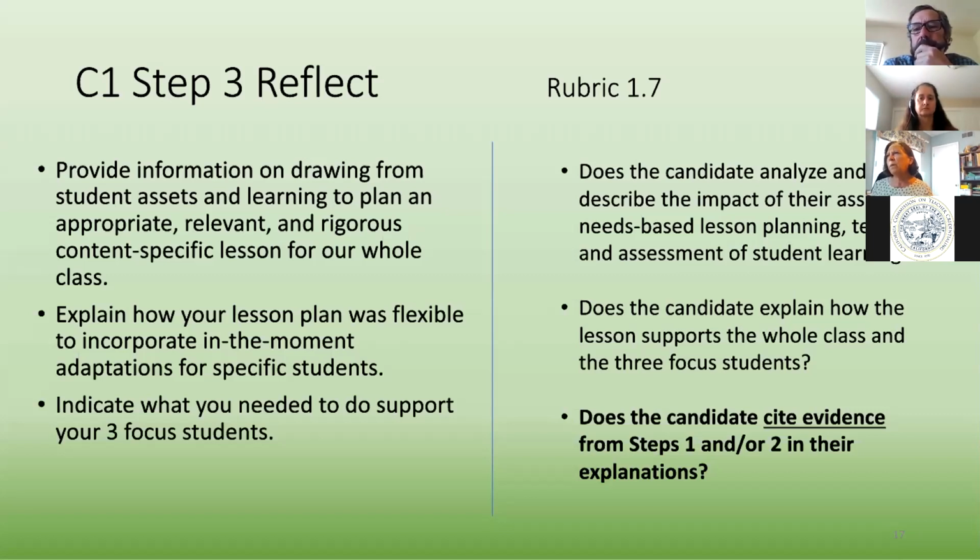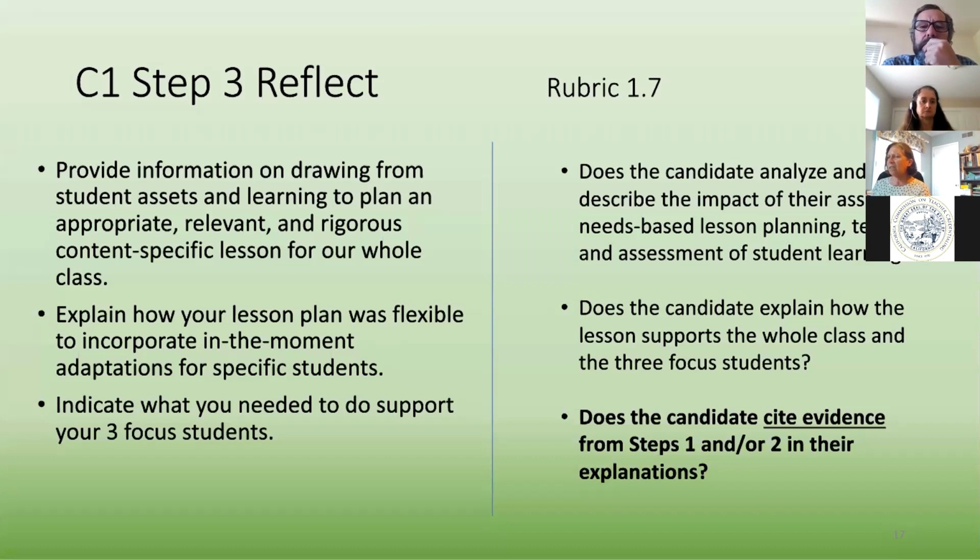And then in rubric 1.7 specifically, as they're checking their work before they submit it for scoring, the candidate can ask themselves these questions. And as James pointed out, these would be good coaching questions. Does the candidate analyze and describe the impact of their asset and needs-based lesson planning, teaching, and assessment on student learning? Do they go back to step 1 and think about their planning? Do they go back to step 2 and watch their videos and think about what happened? And does the candidate explain how the lesson supported the whole class and the 3 individual focus students? Because they need to speak to both in their reflection.